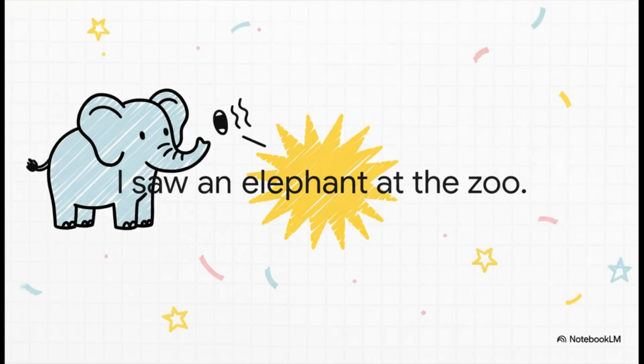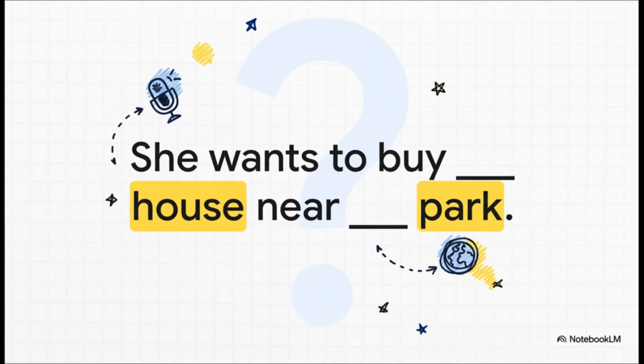Elephant. And the answer is an. I saw an elephant. Why? Because elephant starts with that eh vowel sound. Awesome job if you got that one. Okay, question number 2 is a little bit trickier because it's got 2 blanks. She wants to buy blank house near blank park. What do you think? What goes in each of those spots?